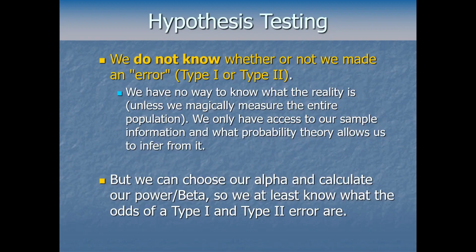But that also means when we do a statistical test, we do not know whether or not we made an error like this. We have no way to know what the reality is unless we magically can measure the entire population. We only have access to our sample information and whatever probability theory allows us to infer from that, which is going to be probabilistic. But we can choose our alpha level and we can affect our power, and thus our beta level, so we can have a good idea what the odds of a type 1 and a type 2 error are. Alpha, we know it exactly since we chose it, and beta, we can estimate and we can make it better with things like a big sample size.